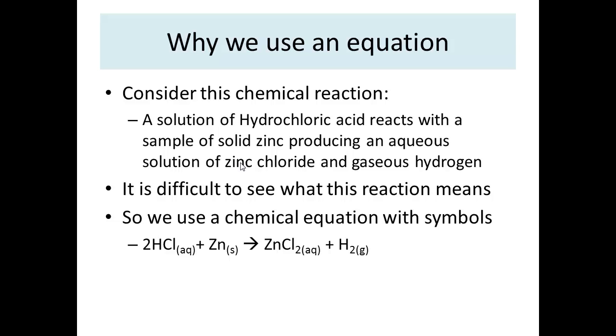So we use a bunch of symbols. For hydrochloric acid, we use our chemical symbols. It's like a new language. Remember we talked about this before. 2HCl(aq), AQ means aqueous, remember? Plus Zn(s), S means solid. Forms, that's the arrow. Zinc chloride solution, ZnCl2(aq), plus H2(g). The G means it's a gas. This should be pretty familiar to you because we talked about this before.